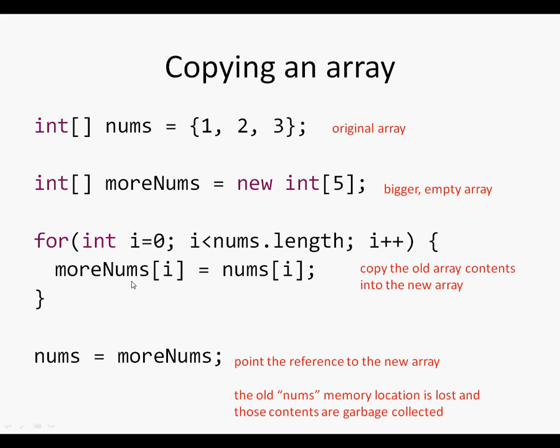in the new array. And then I say, okay, now I'm just going to take my variable name, nums, and assign it to what's stored at moreNums. Well, what's stored at moreNums is a memory address, and so now nums and moreNums point to that same newer, bigger array in memory. Okay, and the original array that held 1, 2, 3, that shorter array, there's now nothing pointing to it, so it will eventually be garbage collected.